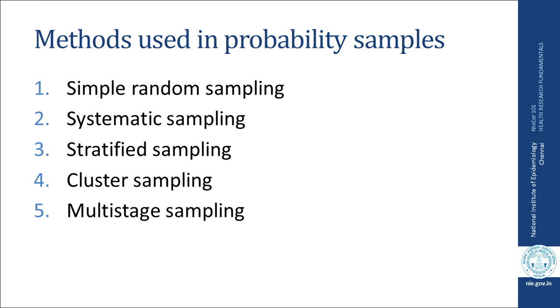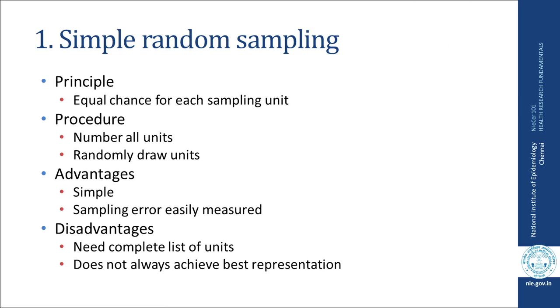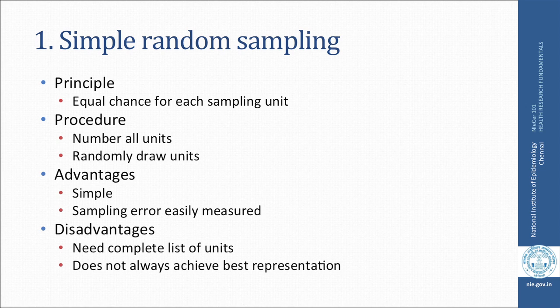Let us look at the first, simple random sampling, which, as the name suggests, is a very simple sampling procedure, very easy to understand, in which every individual sampling unit has an equal chance of being included in a sample. How do you do that? We number all the units and we randomly draw units. The advantage is, as I mentioned, it is very simple, and sampling error is also very easily measured.